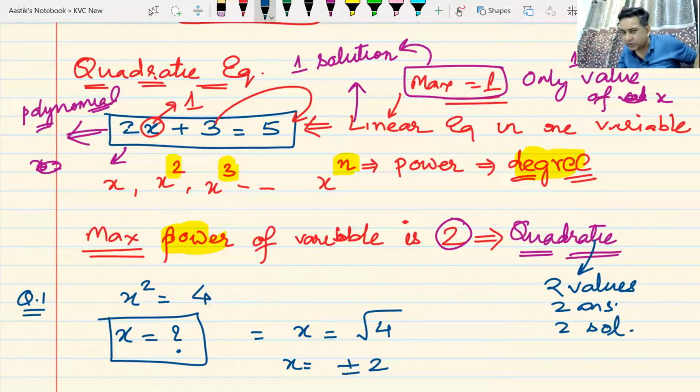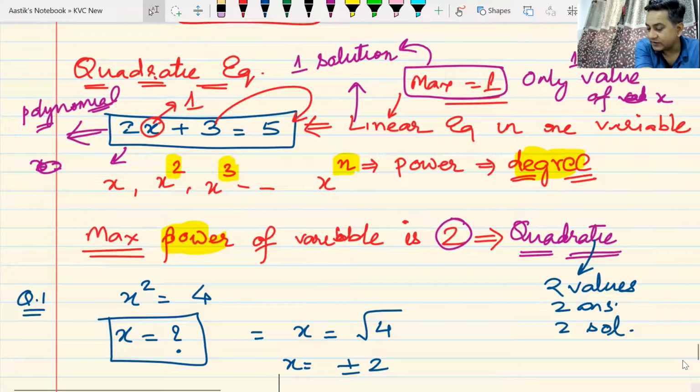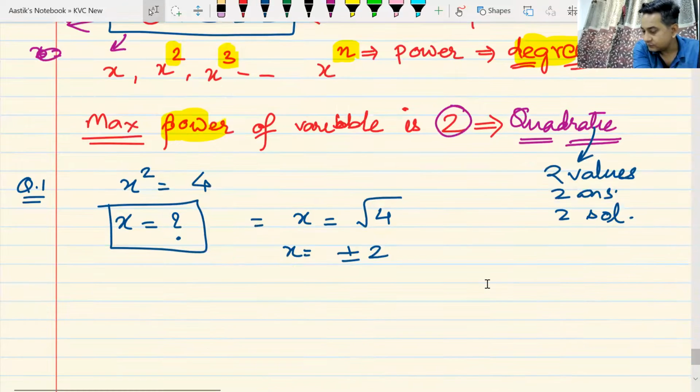Can I ask you a simple question again now? Okay, last question for today. Do we understand that a quadratic equation has two values? Yes or no? Yes, sir.